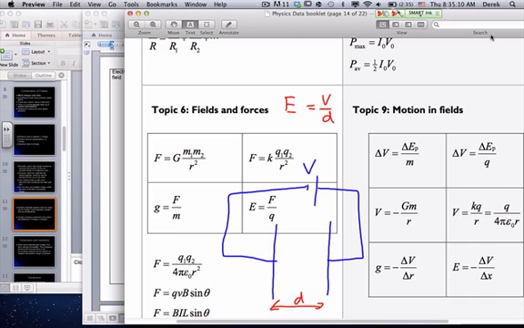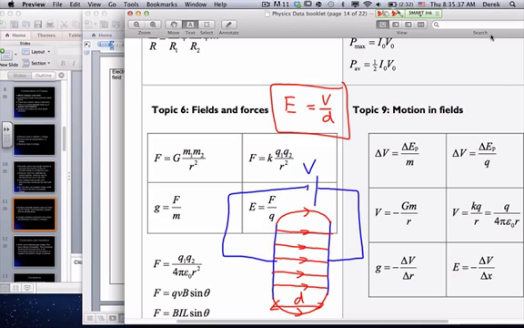And the electric field strength between parallel plates is constant between the plates. So you'd actually draw them with electric field lines that are parallel to each other and equally spaced. And they also hit the plates at 90 degrees. It's only at the end that we get a bending like that. But this is your electric field strength due to parallel plates.